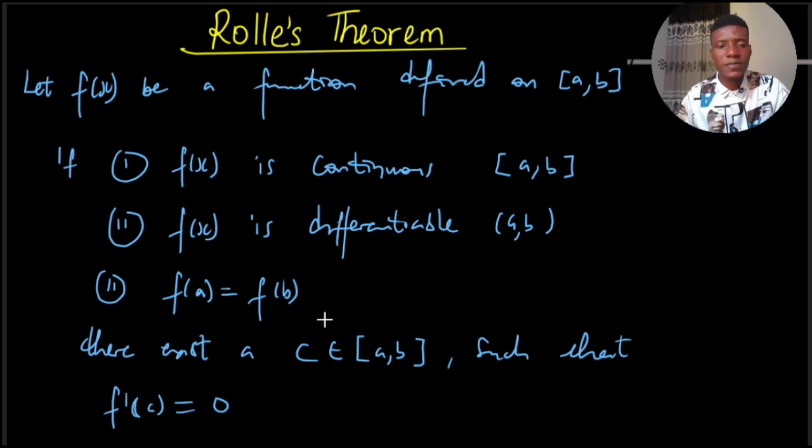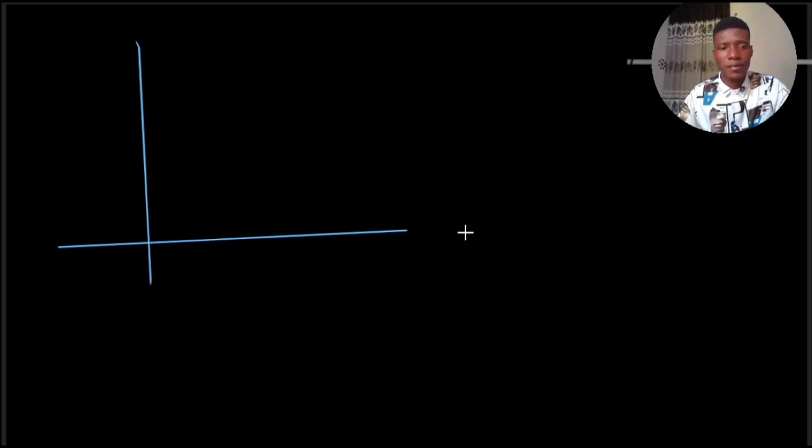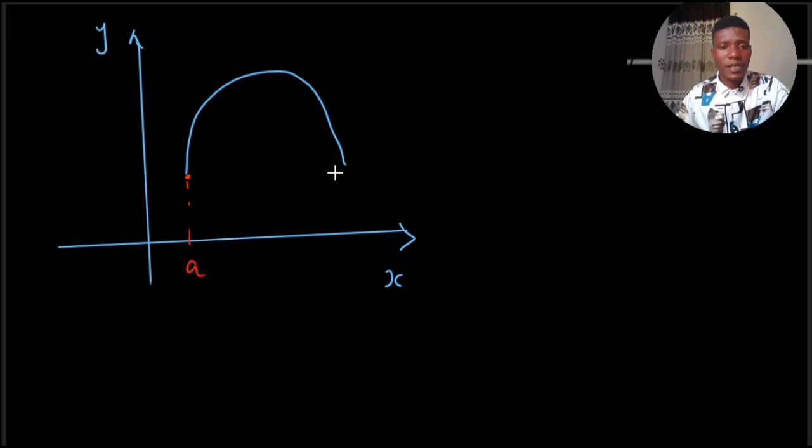For better understanding of this theorem, let's look at the diagrammatical representation. Y-axis, x-axis. Let's assume that we have a curve like this, whereby this point denotes point A, and this point represents point B. This is the interval that we are considering. This is f of x.